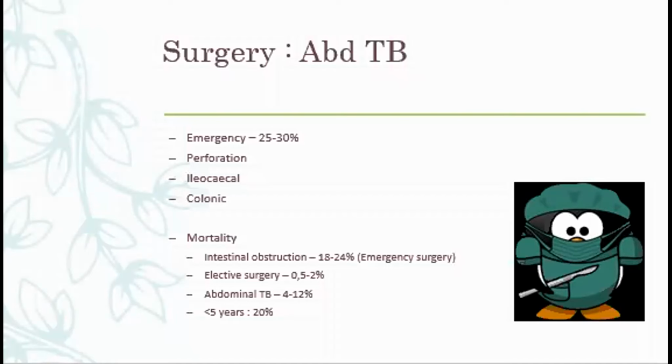So if you can manage that conservatively, that is a better option. The mortality is high. You can see at the bottom, there's also the group less than 5 years of age. The younger they are, the higher the mortality. And the mortality is high because of associated problems of malnutrition, anemia, low albumins, poor wound healing. And then some of the patients just have a worse prognosis, like patients that have disseminated TB, miliary TB, or TB meningitis with your abdominal TB.